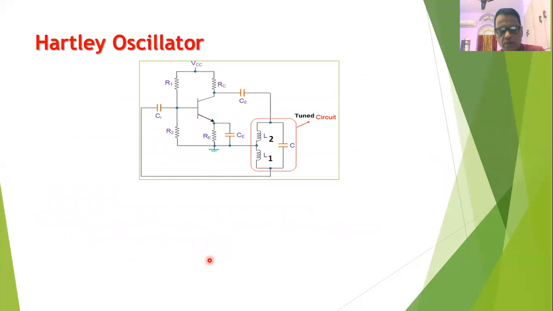Now let us go to the circuit diagram of the Hartley oscillator. Every Hartley oscillator will consist of an amplifier. So this is a CE amplifier circuit followed by a feedback circuit. The output of the amplifier is connected to the feedback circuit, which is a tuned circuit, and the output of the tuned circuit is coupled back to the input of the amplifier.